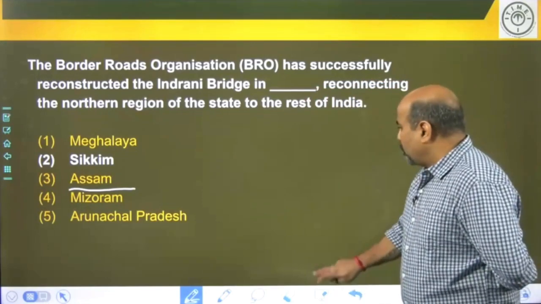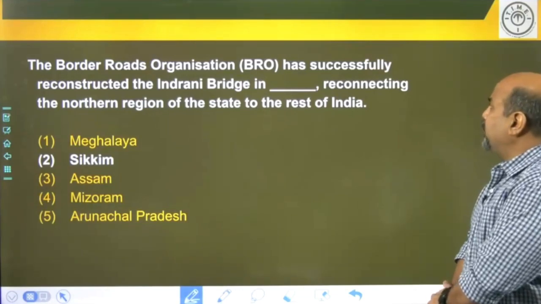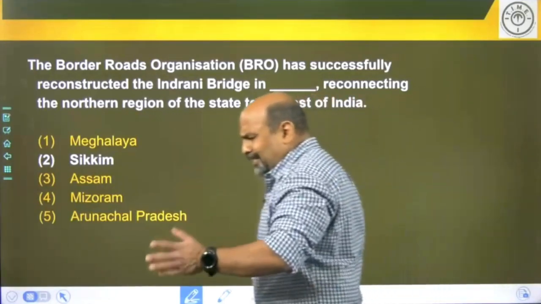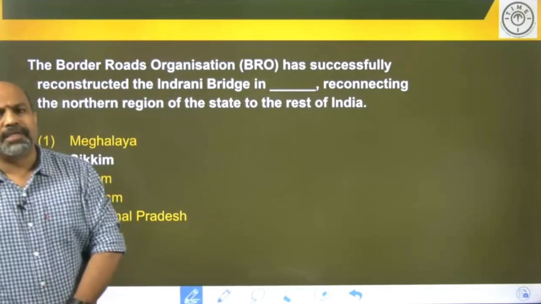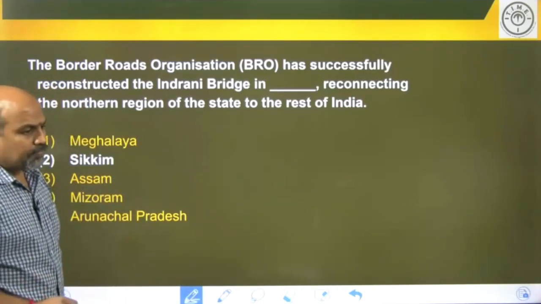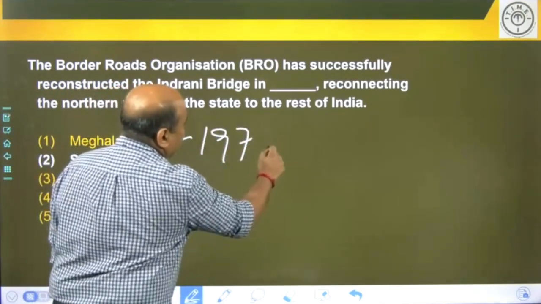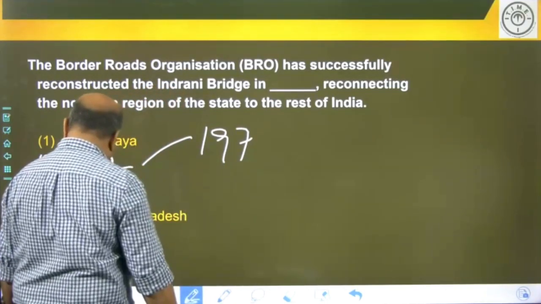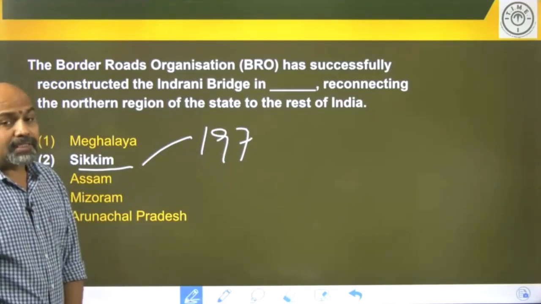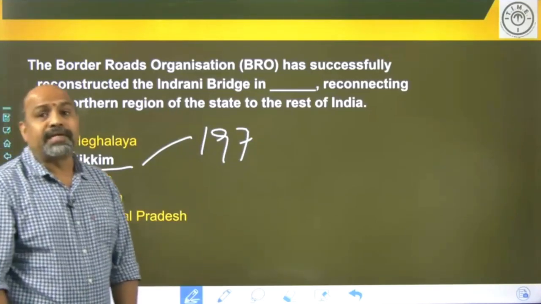The Border Roads Organization has successfully reconstructed the Indrani Bridge in where? Sikkim. That's reconnecting the northern region of the state to the rest of India. Landslides had destroyed the existing bridge, and that's how this came about. You could remember this: till 1975, Sikkim was not a part of India. In 1975, Sikkim became a part of India and merged with the Indian Union.